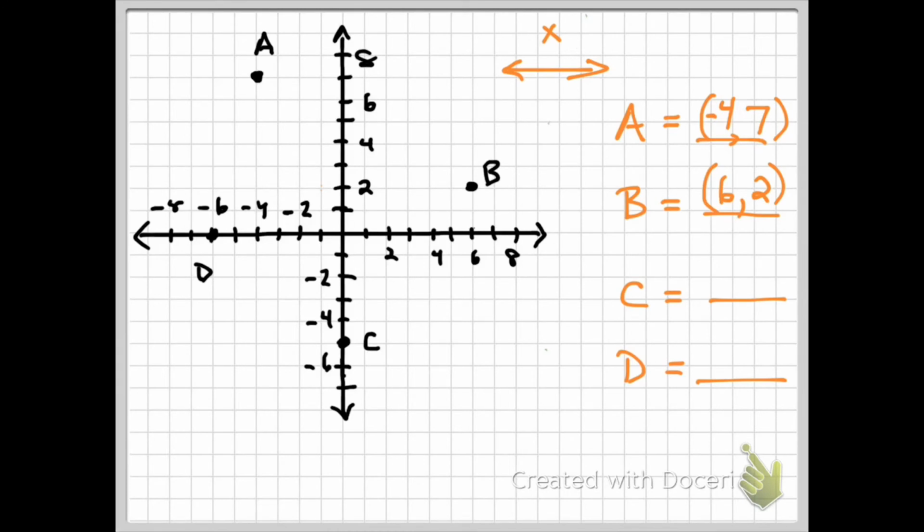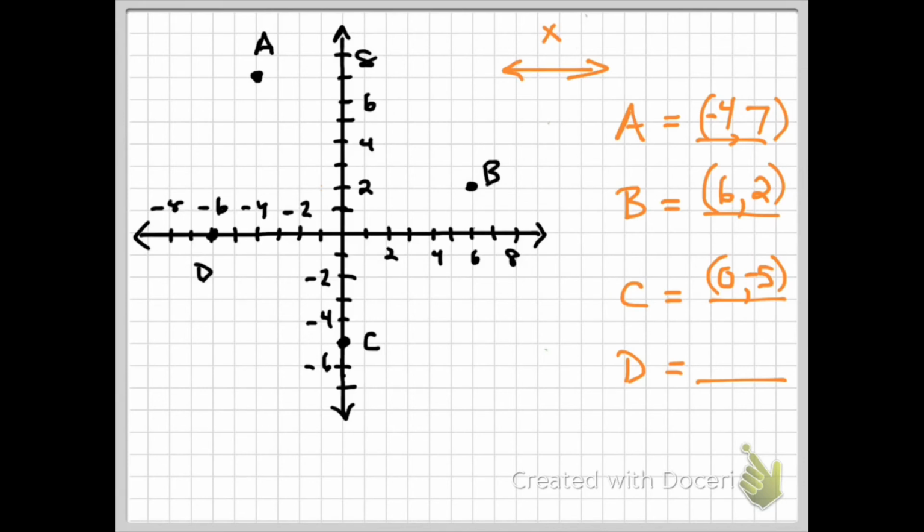C. This one's a little tough. We're not going left to right at all, but we are going down. If we're not moving left to right, we put a 0 in. And it goes down 5, so negative 5. If you were asked what quadrant it is in, well, it's not in any quadrant. It's actually on the y-axis. I think of this like two fences crossing.